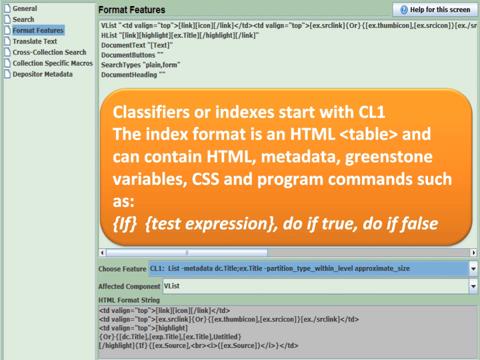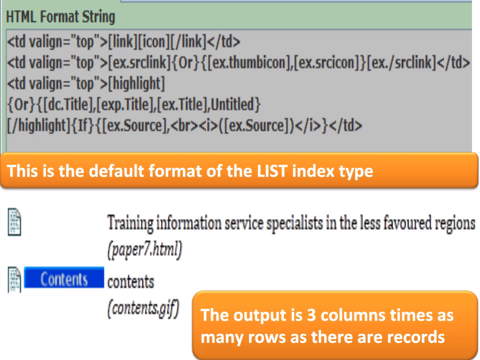First index we're going to modify is a title one, which is a simple index type of list. We click on Format, Format Features, and then select CL1 List. From the drop-down, we get to see the code that says how it should look under the HTML format string. You'll notice the code consists of HTML, which is really using a table. You can't see the table tags, they're not in here, of any number of columns. You can create a table. Default here is 3 columns, and any number of rows depending on how many records.